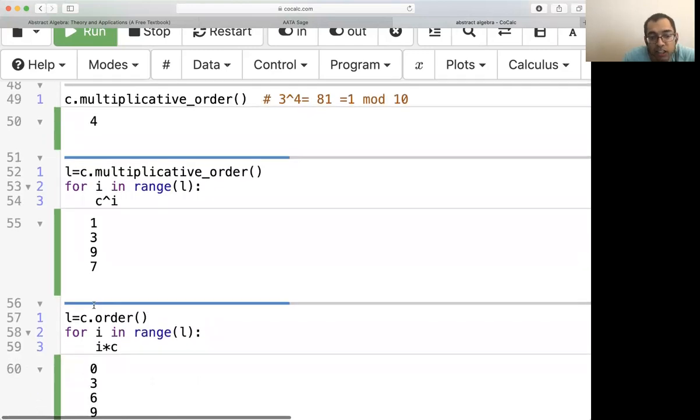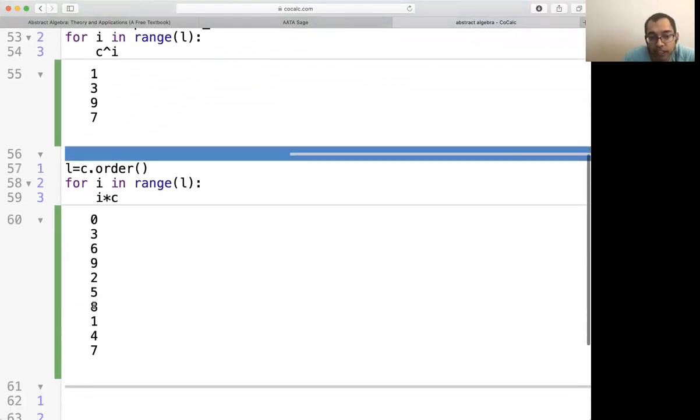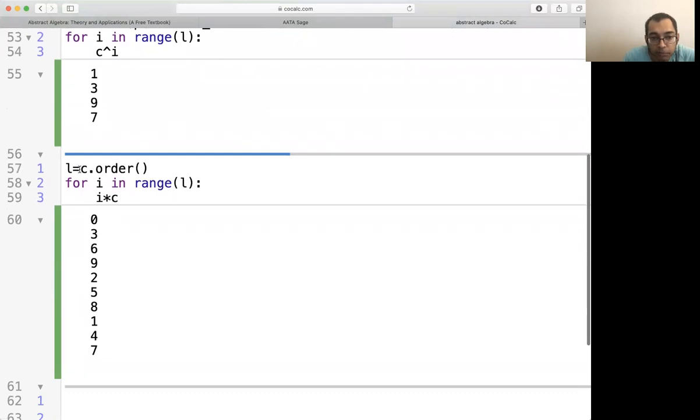Then if I want to know the additive group generated by 3, it's a similar for loop, but instead of C raised to the ith power, I do I times C. And so I start with 3, 6, 9, 12, 15, and 18, and so forth. And I started out with I equals 0. So, okay, there.